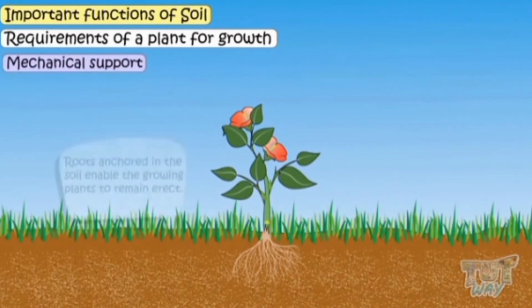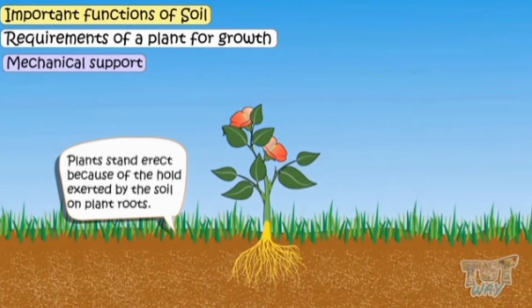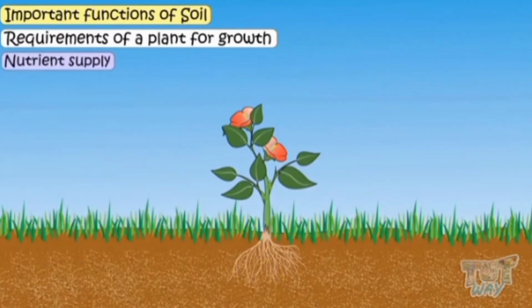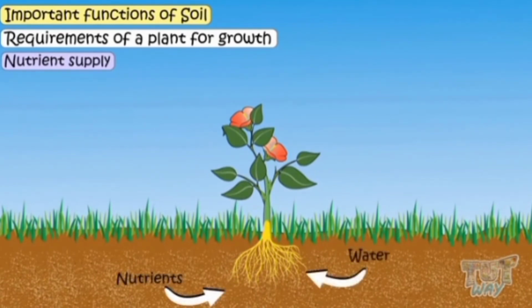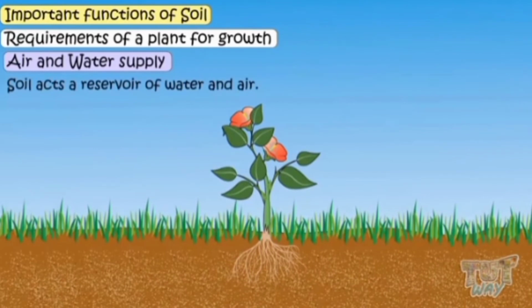Mechanical support. Roots anchored in the soil enable growing plants to remain erect. Plants stand erect because of the hold exerted by the soil on plant roots. Nutrient supply. Roots go deeper into the soil in search of nutrients, water, and air. Air and water supply. Soil acts as a reservoir of water and air.